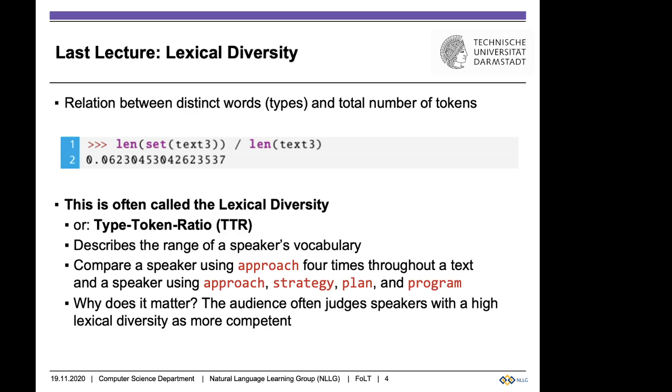Also, in the last lecture, we learned lexical diversity, which is defined as the relation between distinct words and the total number of words for a given corpus. Then we can use this measure to judge the language ability of speakers and writers.